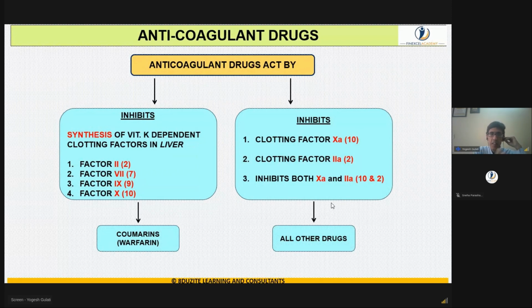So is it clear till now that the clotting cascade has 3 pathways, common in the center, intrinsic on the left, extrinsic on the right, and in the common there are factor 10 and factor 2. So we'll have to kill factor 10 and factor 2. And then there are 2 classes of drug. One inhibits the synthesis of vitamin K dependent factors, which is 2, 7, 9, 10, and one which kills already preformed, which are circulating clotting factors. So they are 2 and 10.